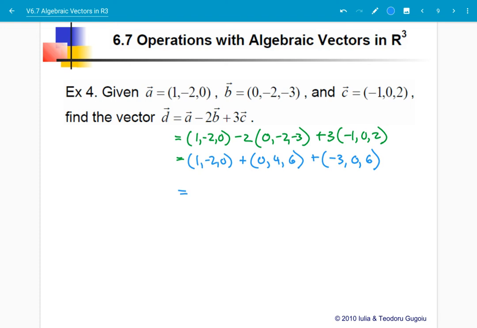And then I do x components for the first component. 1 plus 0 minus 3 is negative 2. Negative 2 plus 4 is 2, plus 0 is 2. 0 plus 6 is 12. And there we have it as component form.